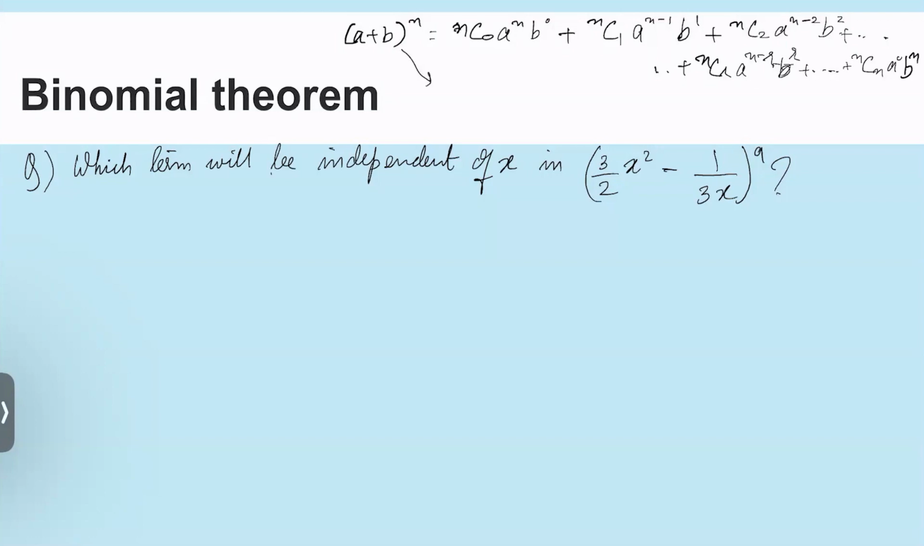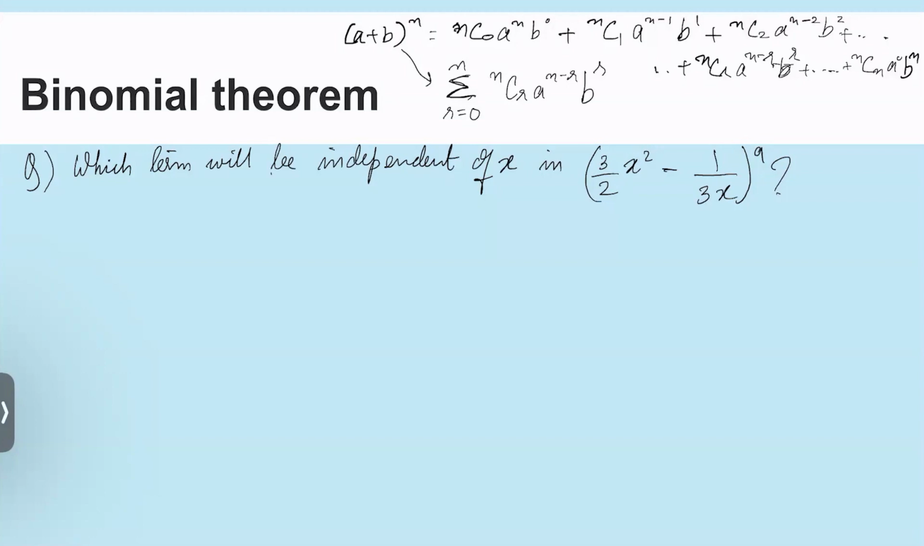So your expansion can also be represented in the notation form as summation over r going from 0 to n of nCr a raised to n minus r b raised to r. Okay, so this is how we can represent the binomial expansion in summation notation. So this will come in handy over here.